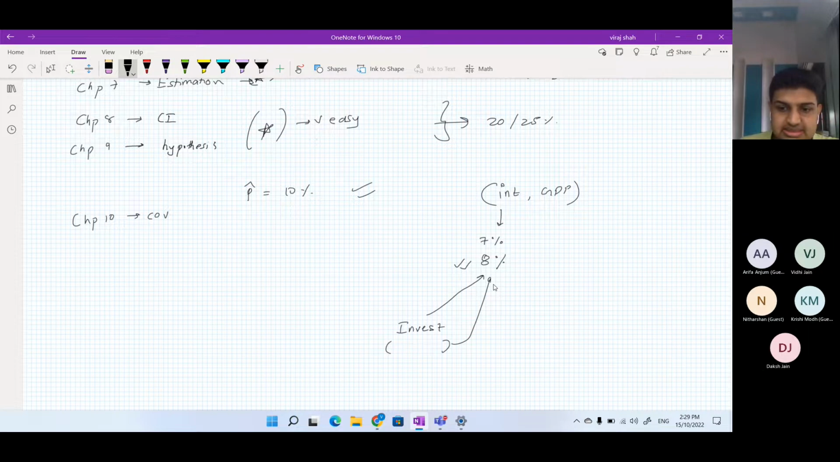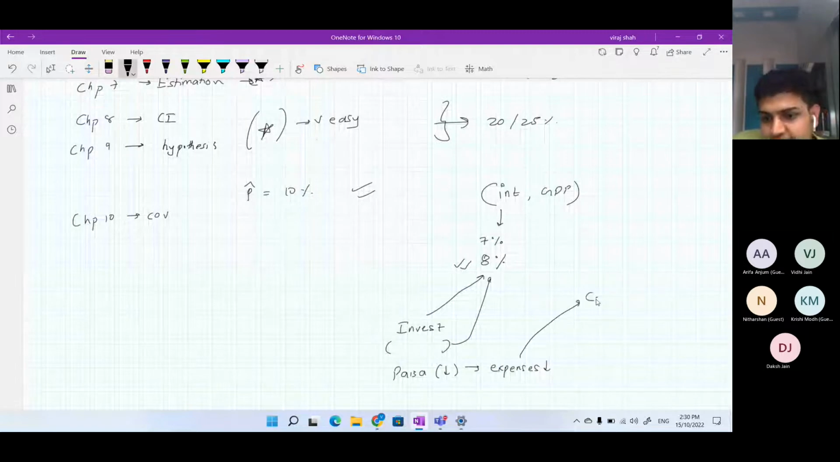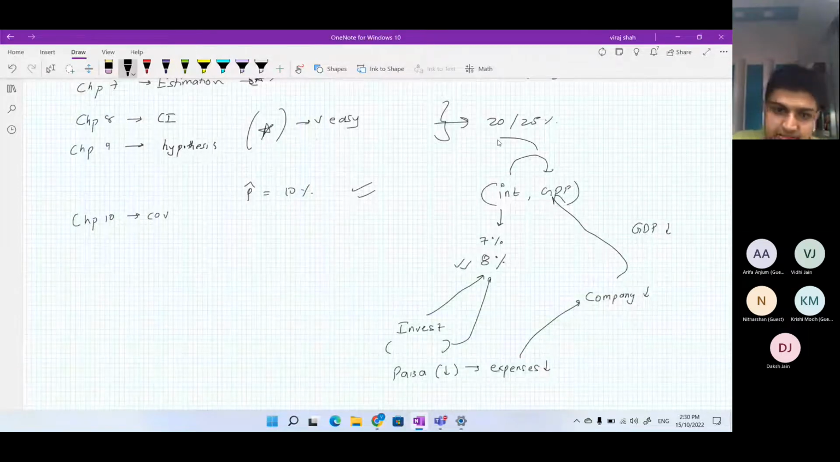इससे क्या होगा, the money you would be having would basically decrease. तो फिर क्या तुम लोग obviously खर्चा कम करोगे, your expenses would go down. If your expenses go down, basically other companies would make less profit. If everyone makes less profit, company का growth नहीं हो रहा है, your GDP basically decreases. So what is the relationship between interest rate and GDP?